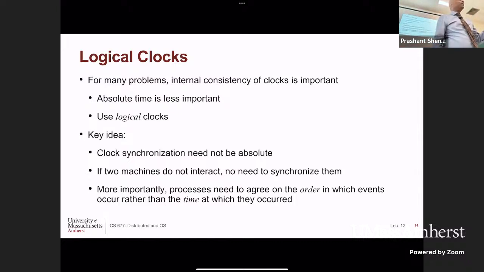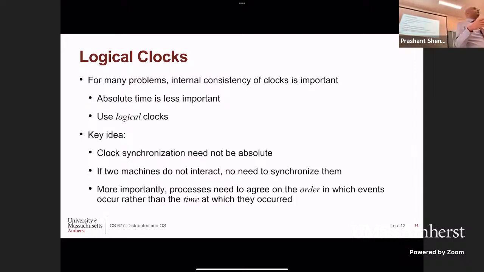Real clocks give us two properties in distributed system. Given two events, you can figure out the time between those two events. So for example, you figured out the round trip time on your lab 1 by checking the time at which you sent the request, and the time at which you got the reply. So you use time for two different things, to estimate delays and to estimate order.